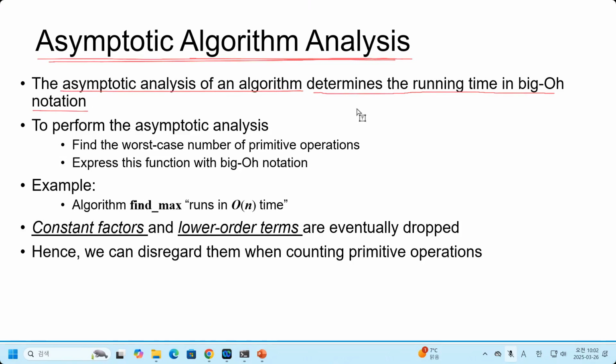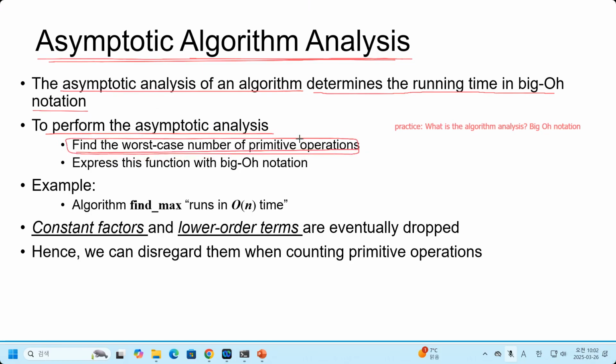Later in the code, you will do practice. In the practice, I will ask you what is the algorithm analysis, so you need to write the big O notation. How can you write the big O notation? There are two ways. To perform the asymptotic analysis, first, find the worst case number of primitive operations. How can you do this one?